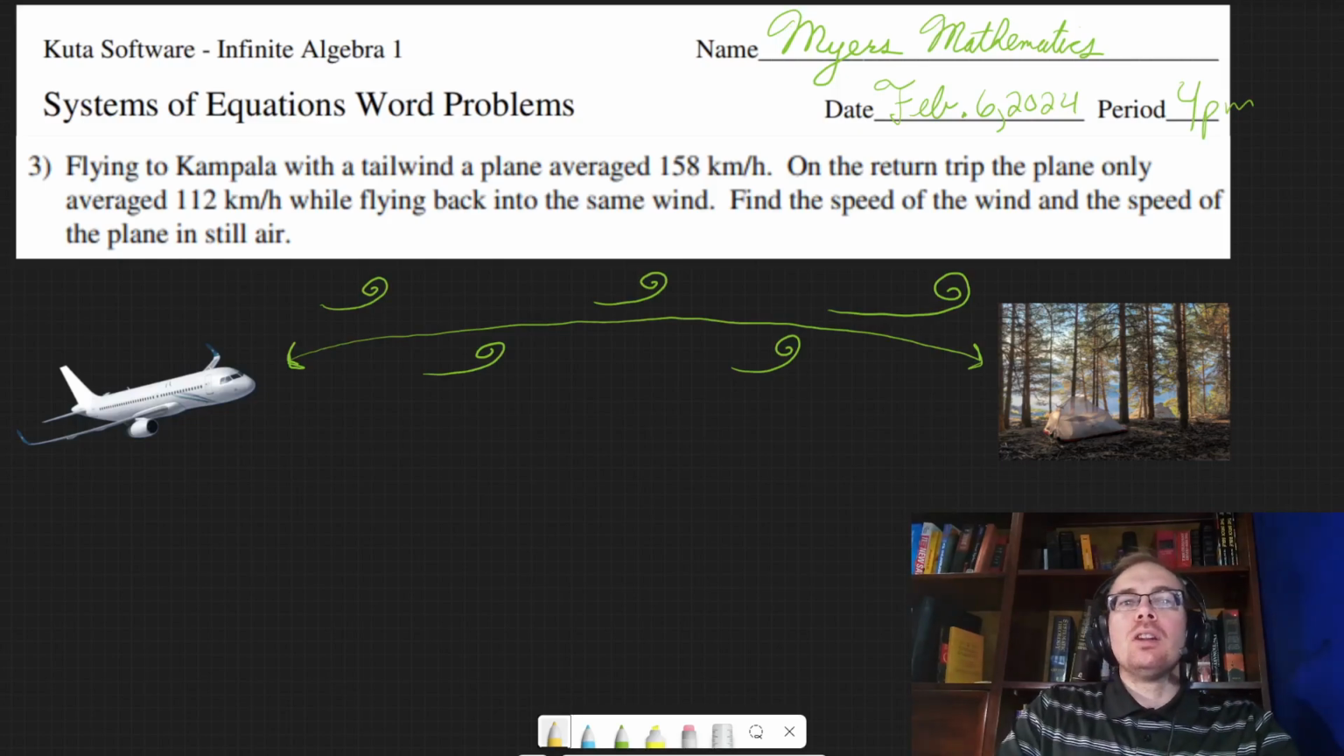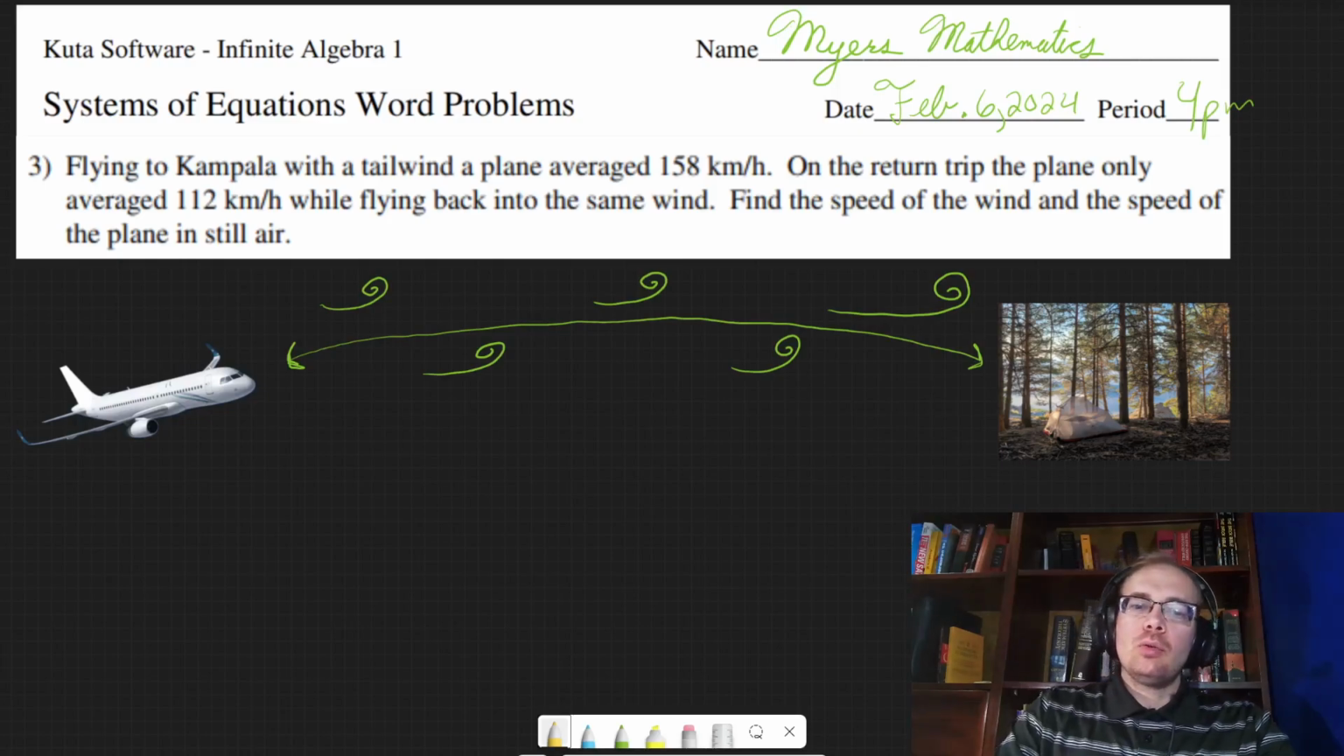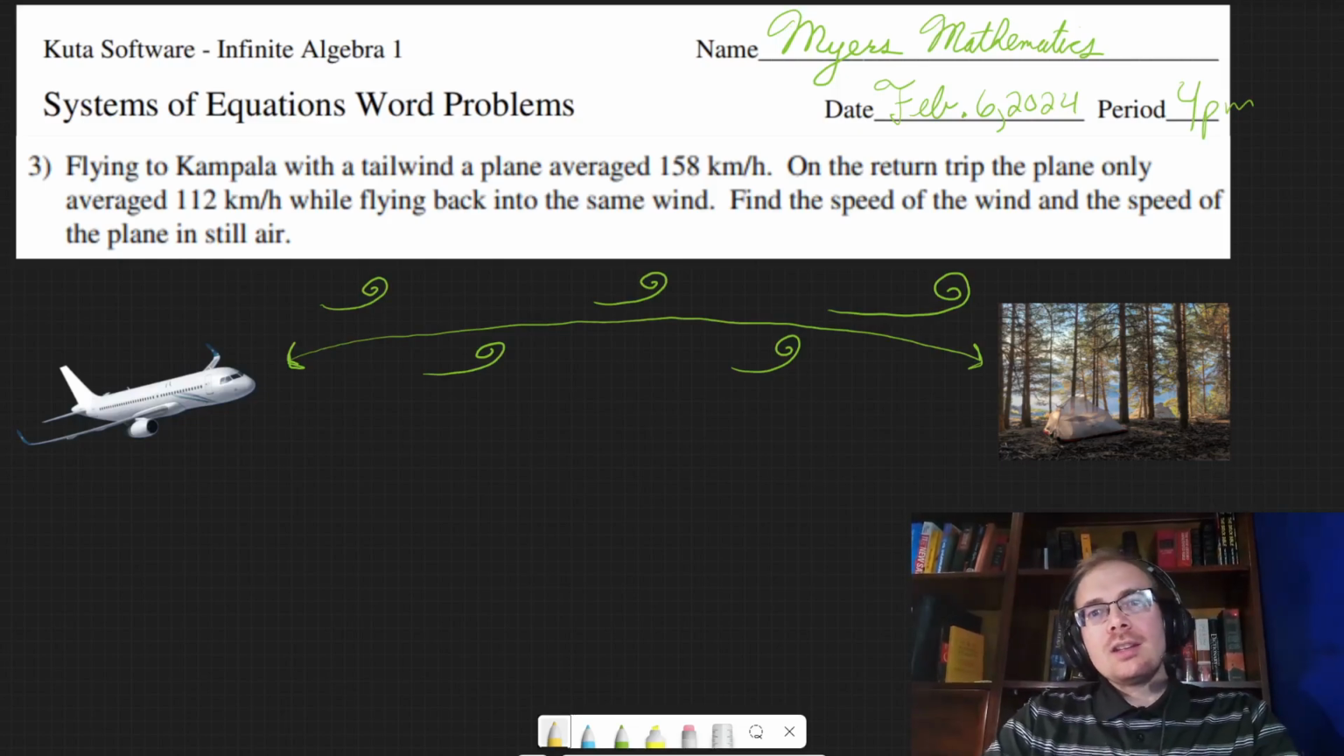This is number 3 on Systems of Equations Word Problems, Kuta Software Infinite Algebra 1. And we're going to solve this problem together. We're flying to Kampala with a tailwind, and our plane is averaging 158 kilometers per hour. Whoever wrote this must have been from Canada or something, I guess. But it's all good. So 158 kilometers per hour. On the return trip, the plane only averaged 112 kilometers per hour. Huh, it's going slower. That's because it's traveling against the wind.